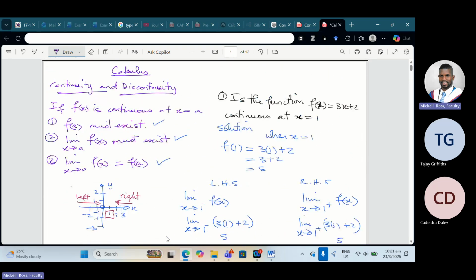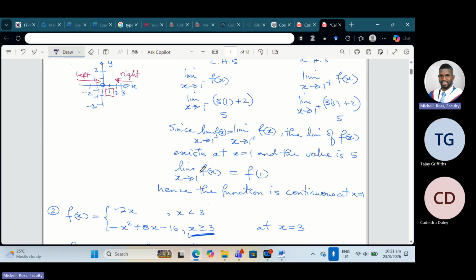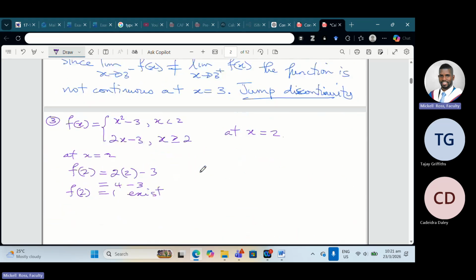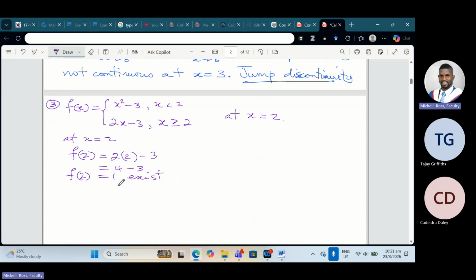That's the first thing. We know that f of 2 must exist. We find that f of 2 is 1. 1 is the value that you get when you substitute x equal to 2. So right then and there, we know that it exists. It's not infinity.